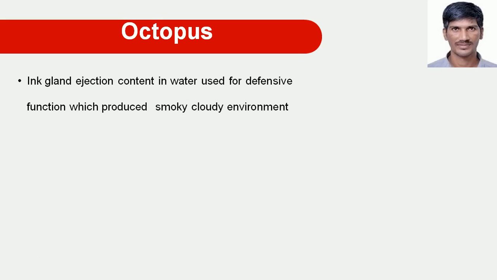In this animal one specific gland is present, known as the ink gland. The ink gland is useful in the water. It acts as a defensive function because when a predator attacks the octopus, it secretes ink, making the environment around the octopus smoky and cloudy, and ultimately it escapes from the enemies.